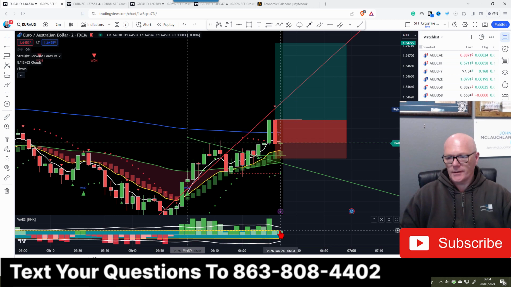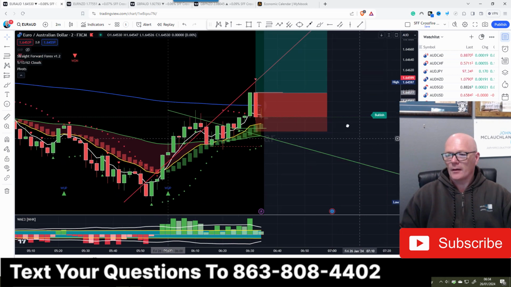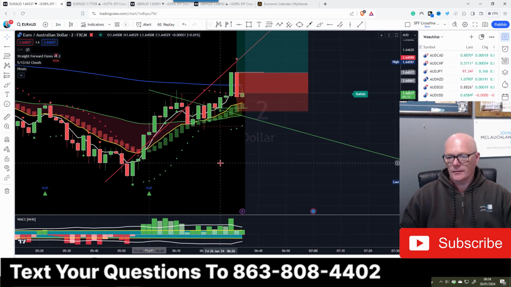So what we want is the histogram to be showing us some nice strength. This isn't too bad, okay. So the histogram is above the explosion line, and the explosion line is moving away from the dead zone, and ideally that's what we're looking for as the overall setup. So this isn't particularly great, but we'll see how it goes.